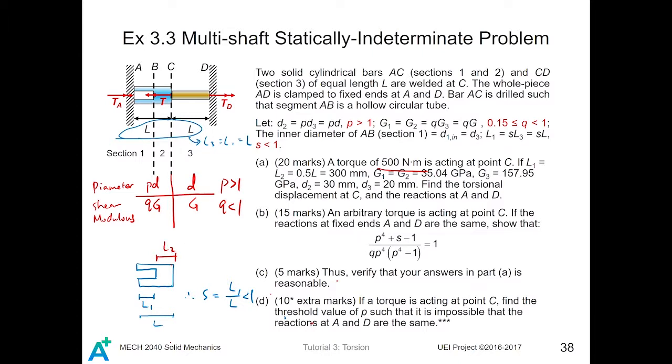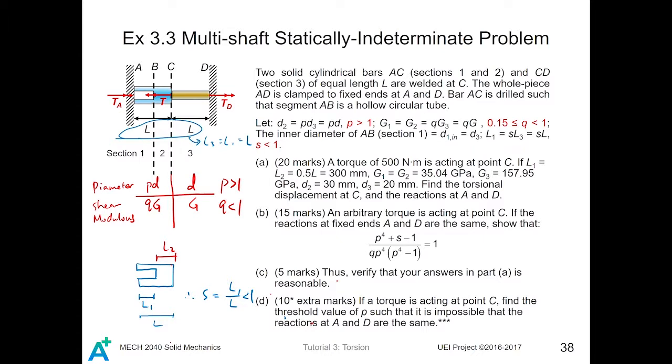Besides, G1 equals G2 equals 35.04 gigapascals. So it is the material property of G1 and G2. G3 equals 157.95 gigapascals. The material property of the brown bar is much stronger than that of G1 and G2. Given that the diameter of the blue bar is 30 mm, that is also the outer diameter of the hollow circular segment. D3, which is the diameter of the stronger brown bar, is given as 20 mm.